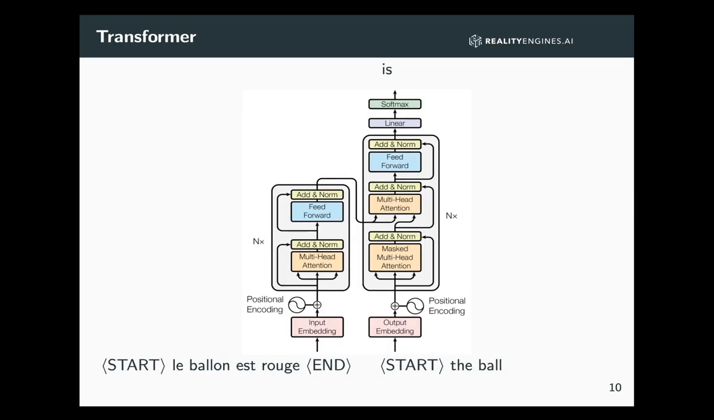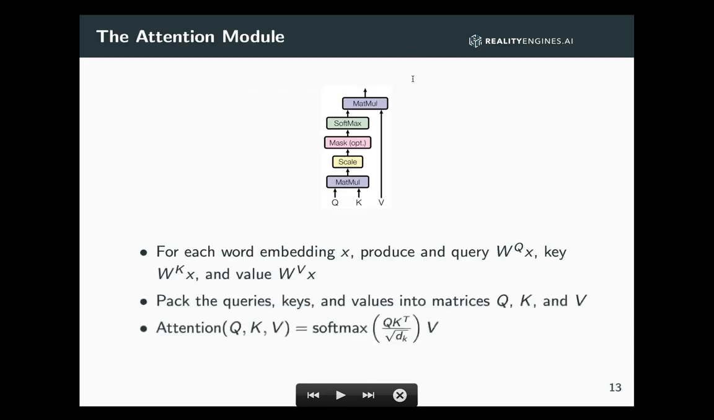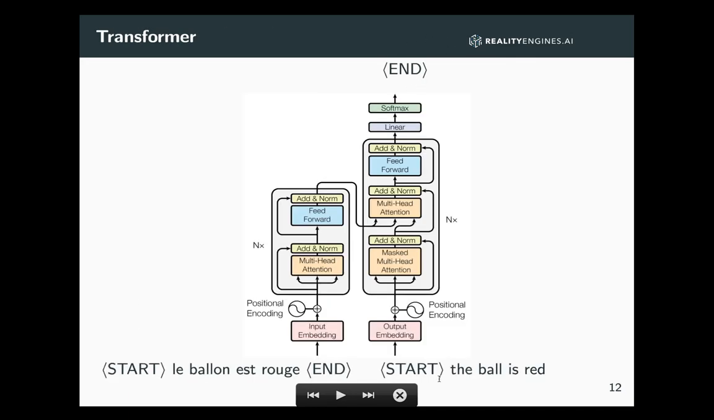And you get the idea. We just keep going until, now it predicts the word "is" and "red", and we keep going until we get an end token. And that's our sentence: the ball is red. Okay, that was kind of a lot to grasp, but you really just need to focus on this encoding part to understand BERT.